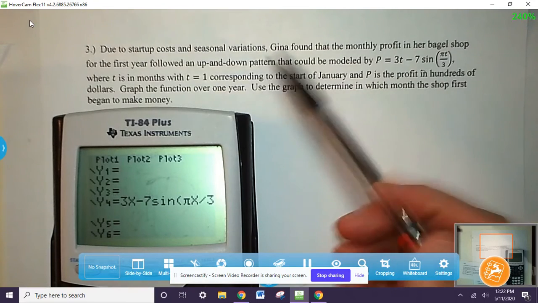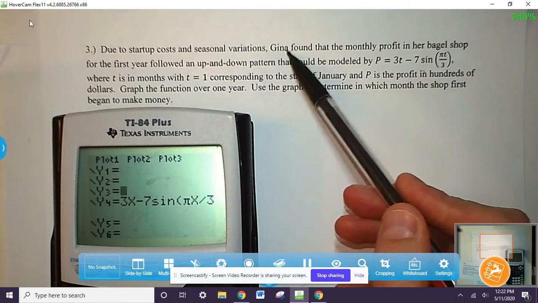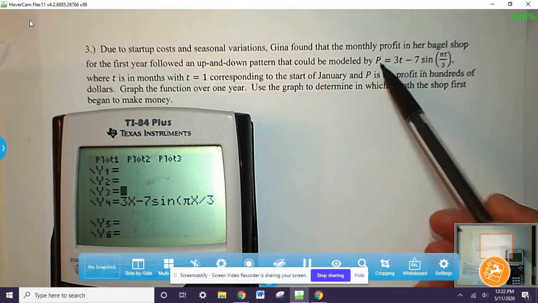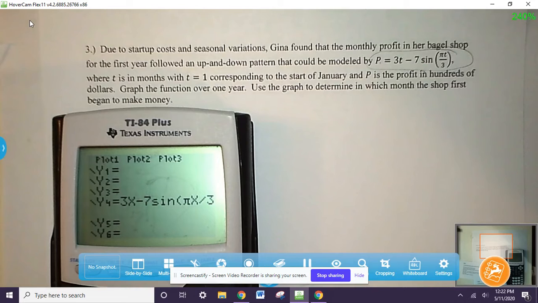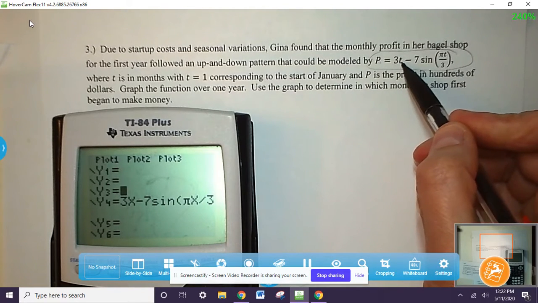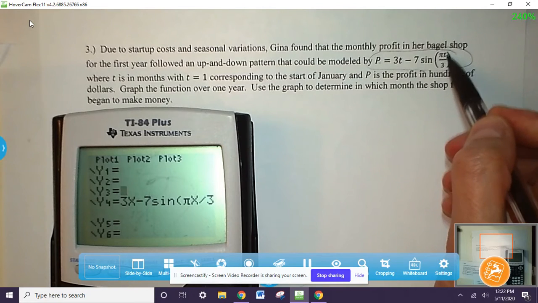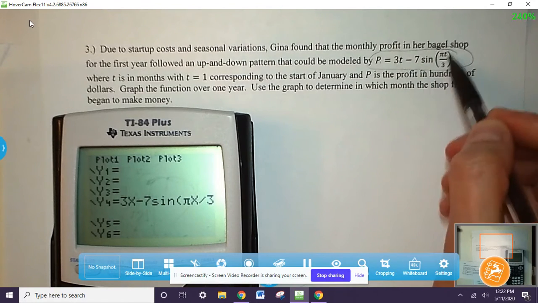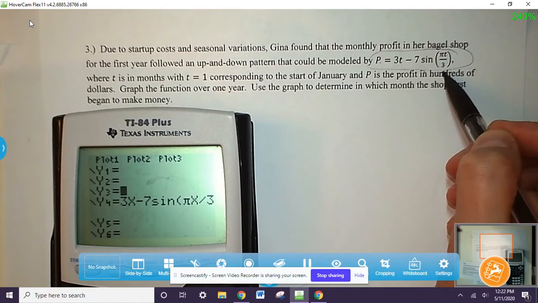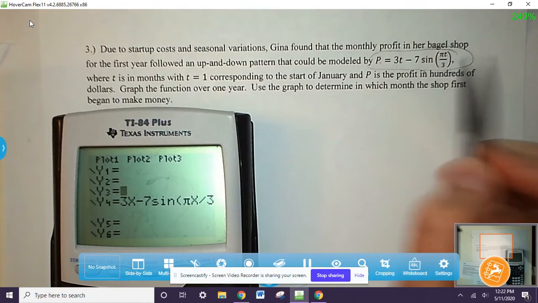And here we have Gina has a bagel shop, and this is her profit. And this is not a sine graph. If you notice, there's a 3t here. So in addition to the variable right here, there's a 3t here. So that's actually going to impact the graph. This is not going to be just a regular sine graph that is periodic. So let's take a look.